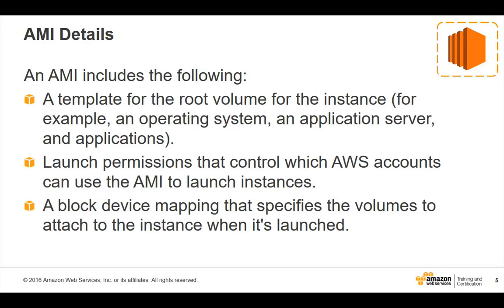Let's talk a little more about that AMI. So an AMI includes the following. It's going to be a template for the root volume, such as an operating system, Windows, Linux. Then you will choose the permissions that control which AWS accounts can use the AMI to launch instances.